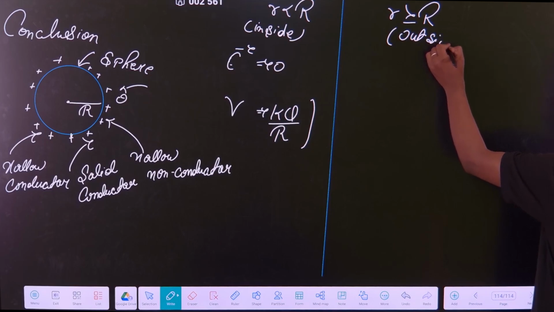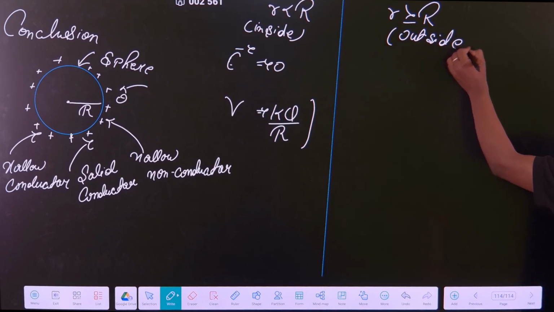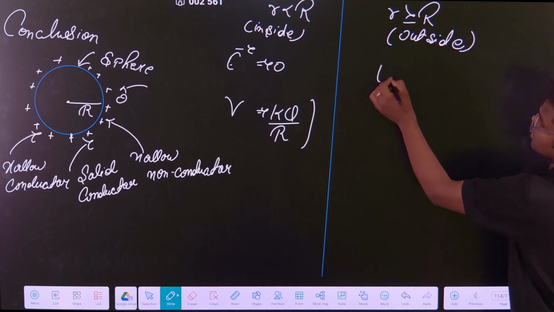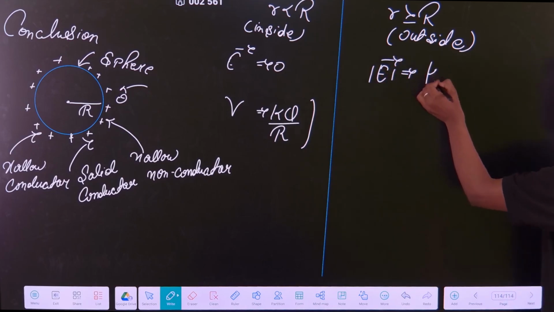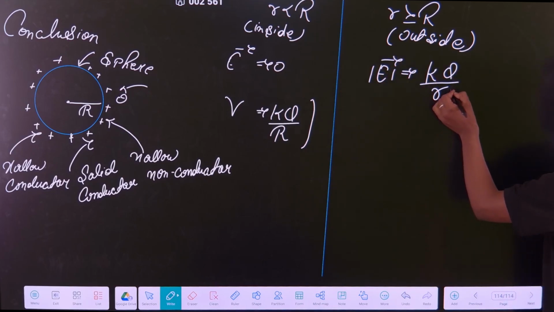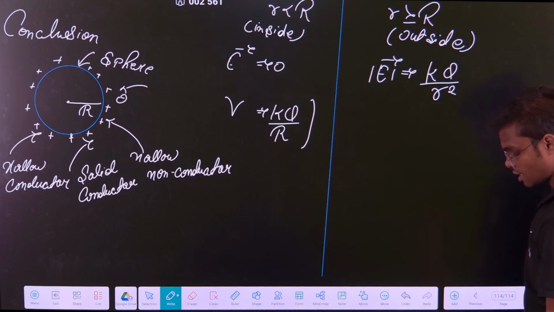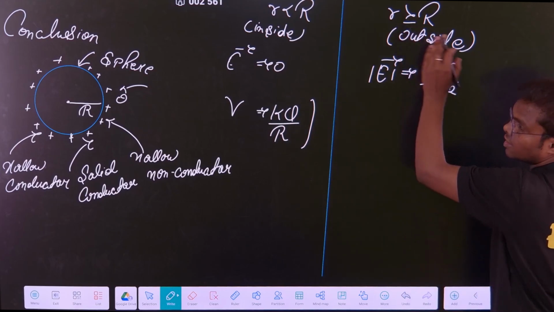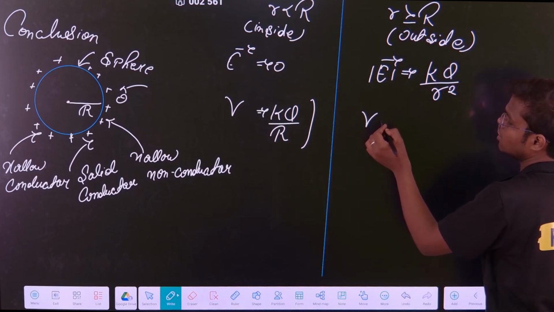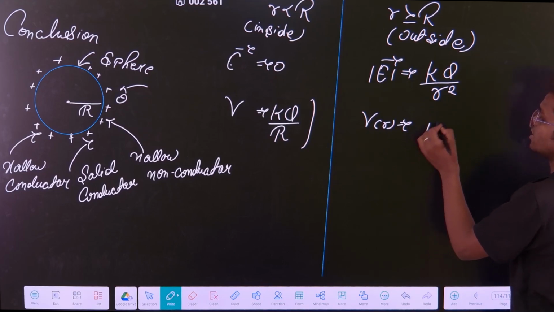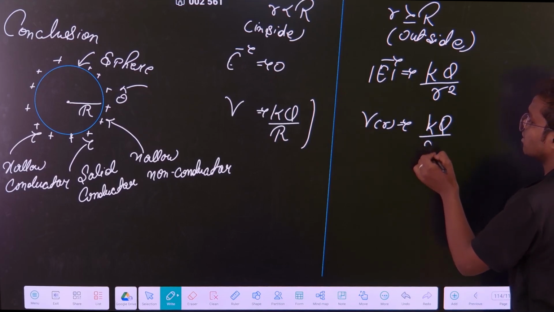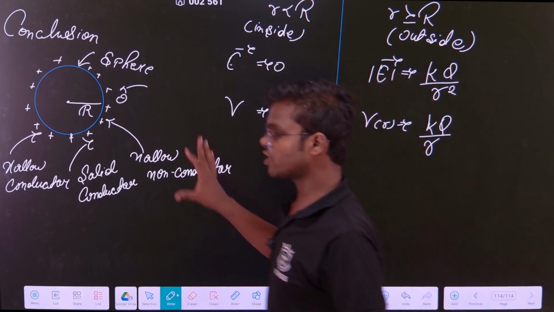Outside. For an outside point, how to find it? For outside, the E vector we have got is kQ by small r square. That is the electric field for r greater than capital R. And the second is potential. The potential at any distance r at an outside point will be kQ by r. So that is the conclusion we have to remember.